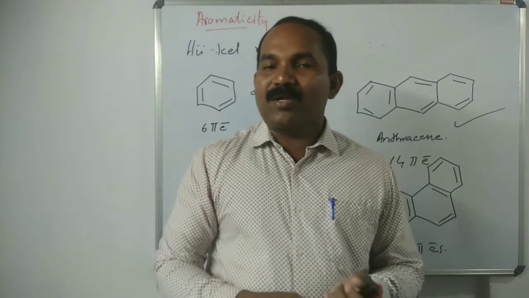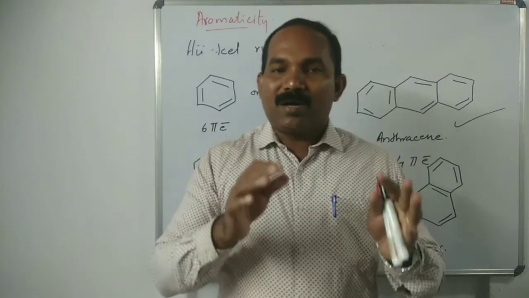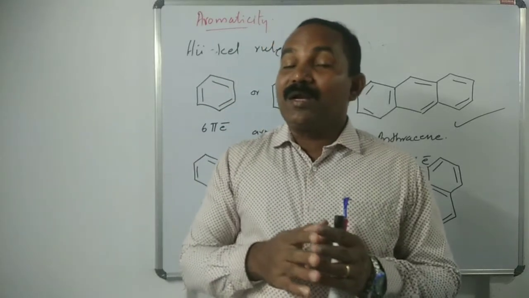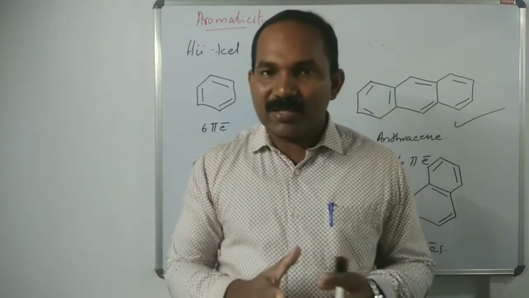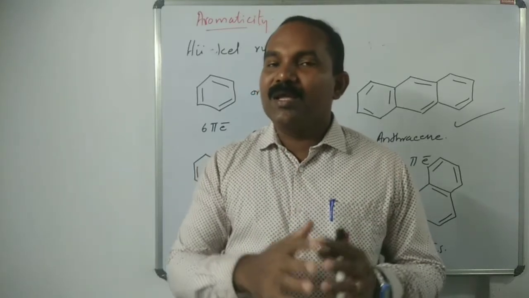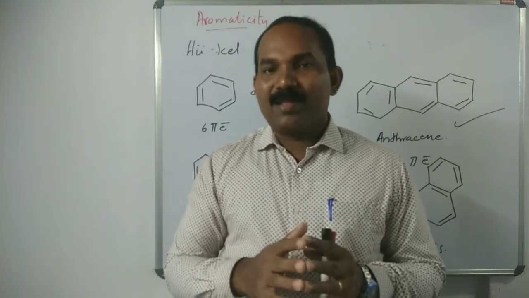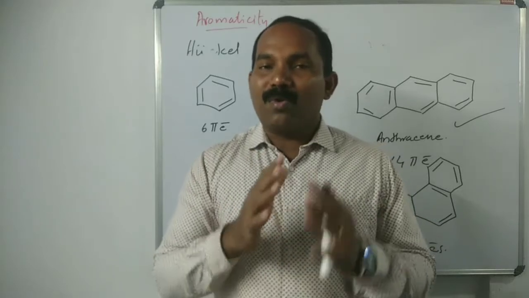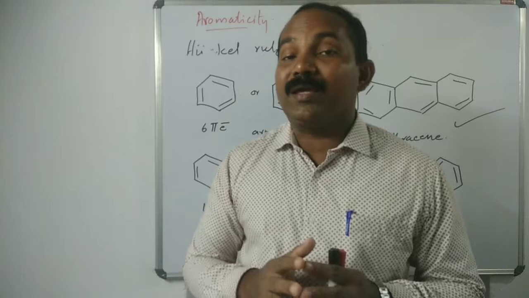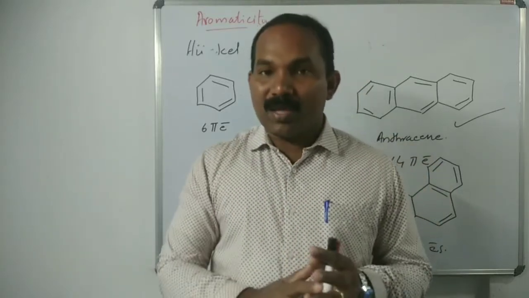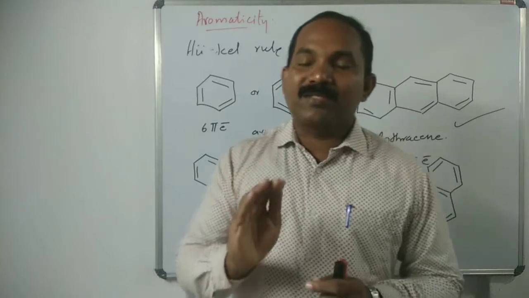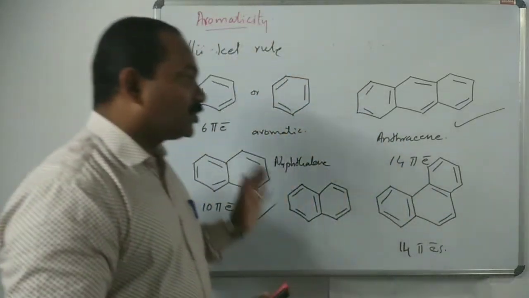I think you understand the concept. The compound should be cyclic and planar, with delocalization of pi electrons, and the molecule should contain 4n plus 2 pi electrons in the ring. So that's about the benzenoids.